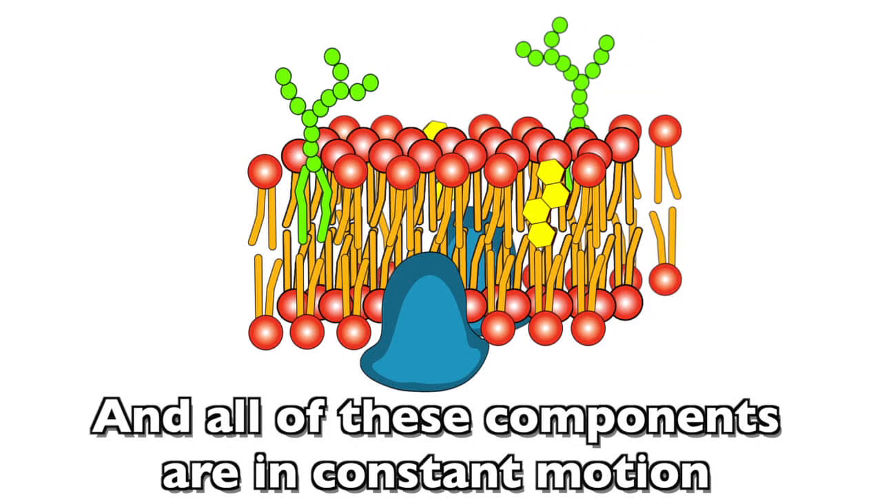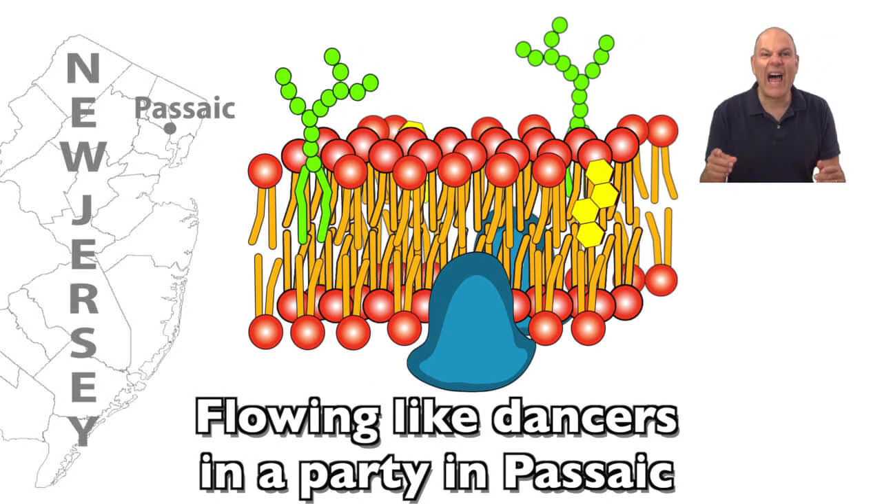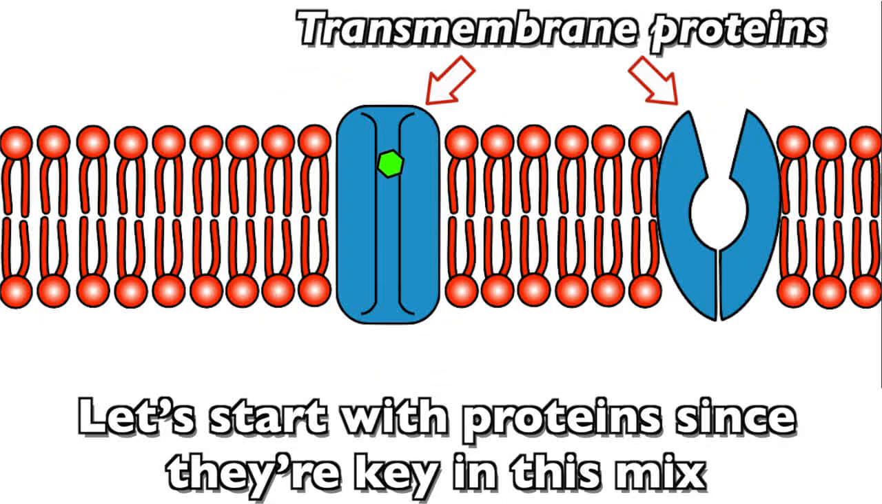And all of these components are in constant motion, moving, mixing like a boiling potion, flowing like dancers in a party in Passaic. That's why the membrane's thought of as a fluid mosaic. Let's start with the proteins since they're key in this mix.